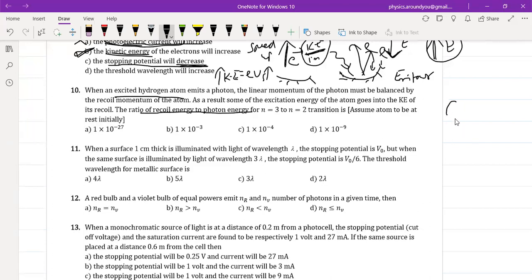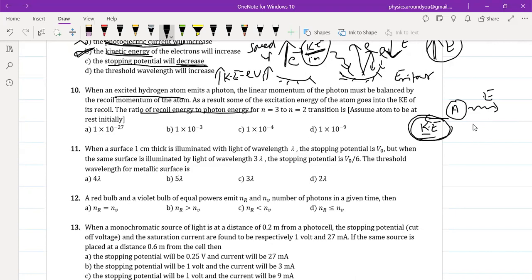What is happening is there is an atom. The atom has now emitted light. As a result, the atom recoils backwards with some kinetic energy. What they are asking is the ratio of this kinetic energy to the energy of the light. Like imagine a gun firing a bullet. A bullet moves forward, but the gun recoils backwards. So that is simple.